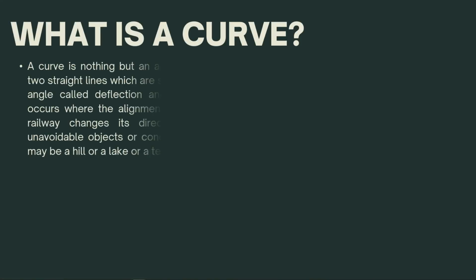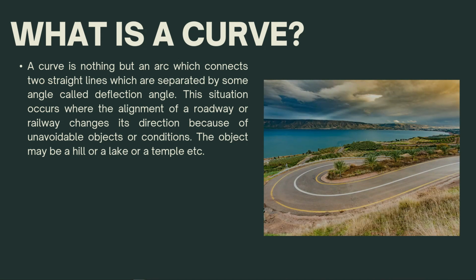A curve is nothing but an arc which connects two straight lines which are separated by some angle called the deflection angle. This situation occurs where the alignment of a roadway or railway changes its direction because of unavoidable objects or conditions. The object may be a hill or a lake or a temple, etc. So for the ease of movement of vehicles at this point, a curve is provided.